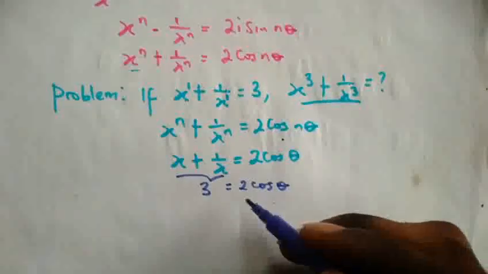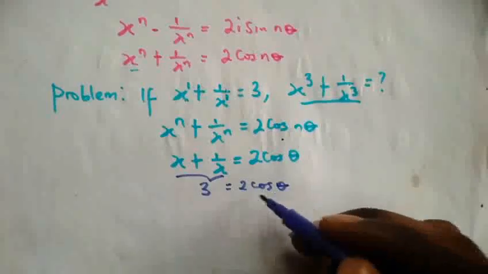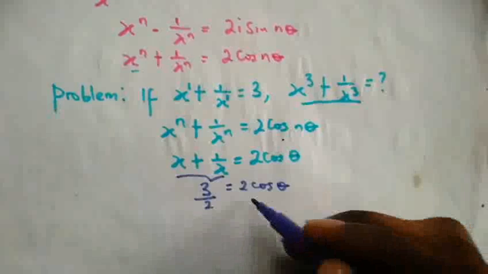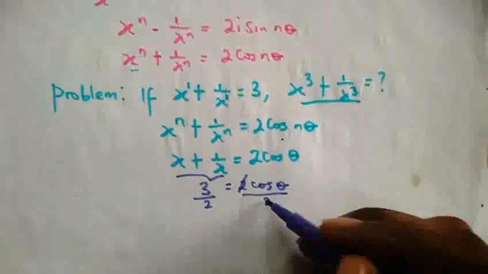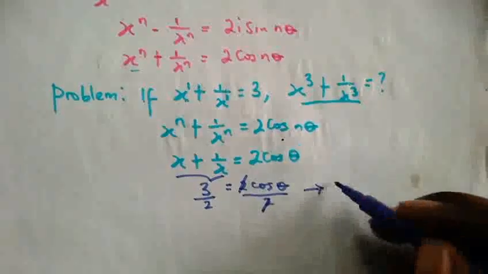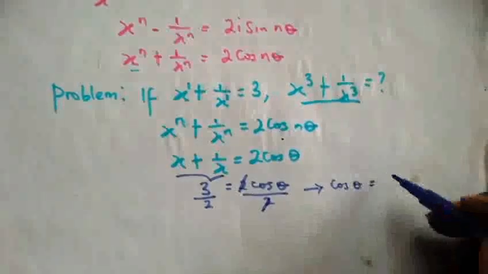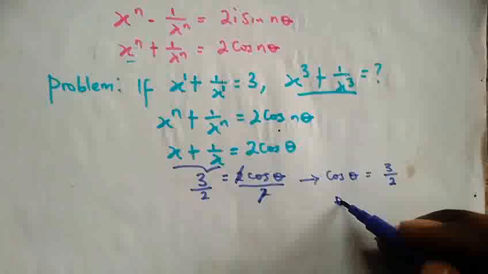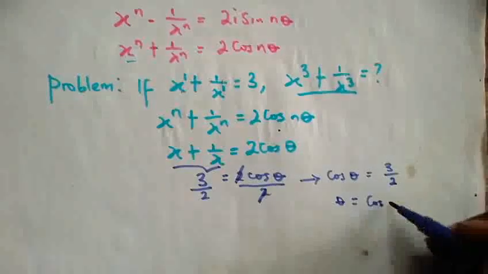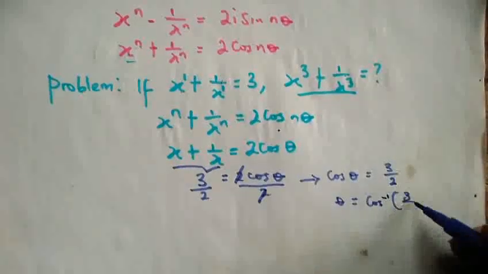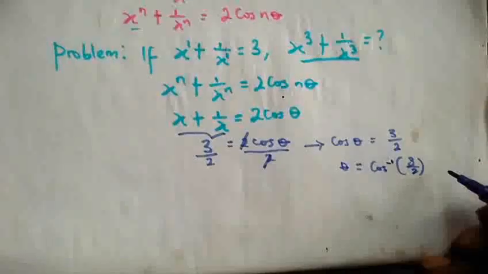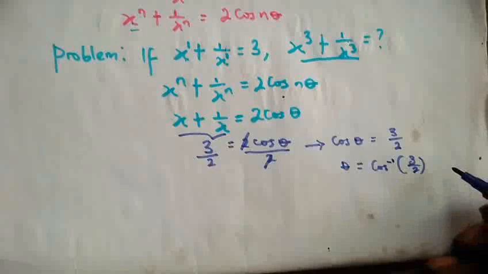Now dividing both sides by the coefficient of cos theta, and that is 2 here, 2 over 2 gets cancelled out. So we are left with cos theta is equal to 3 over 2, and from here we get theta to be equal to the cos inverse of 3 over 2. So solving for the value of x raised to 3 plus 1 over x raised to 3 will be very simple now.